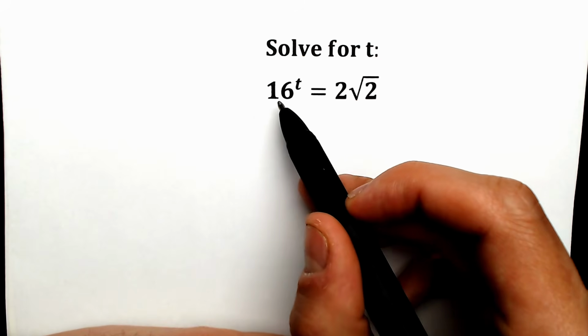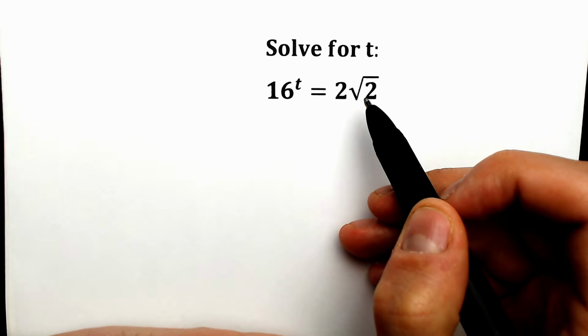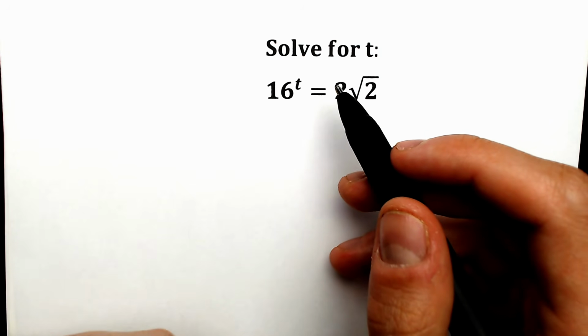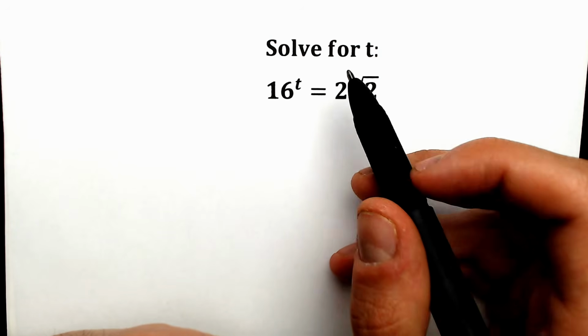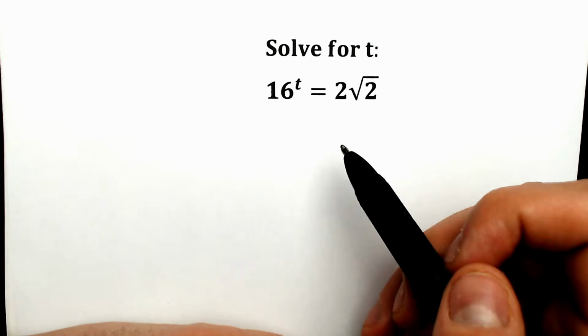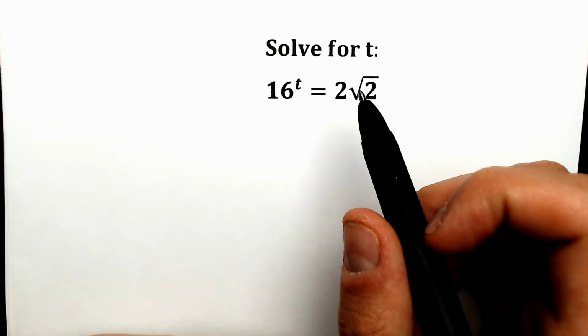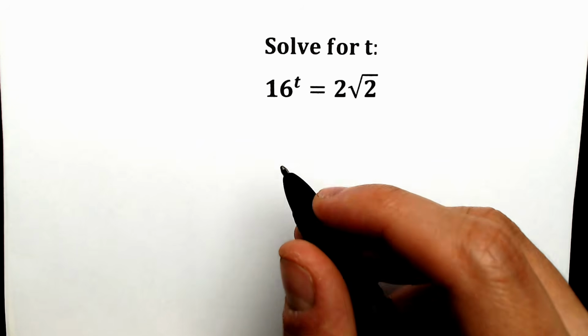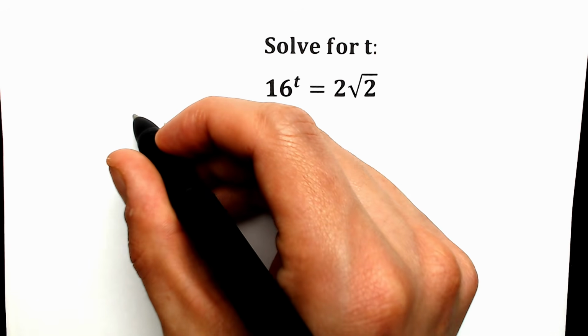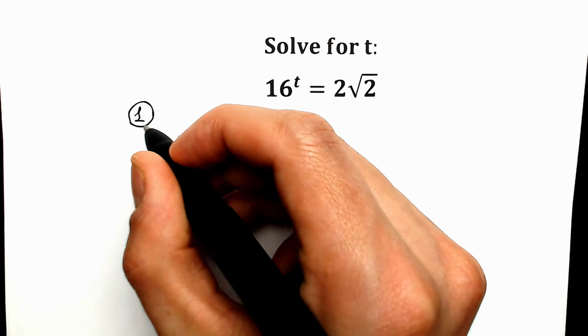Okay, so we have 16 to the power t equal to 2 square root of 2, and there are maybe two best methods for how we can solve this question. The first one is according to basic power rules, and the second one is according to logs. So let's start with the first method. How can we solve this question?